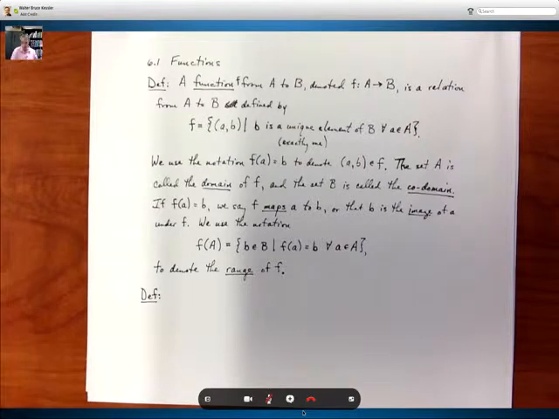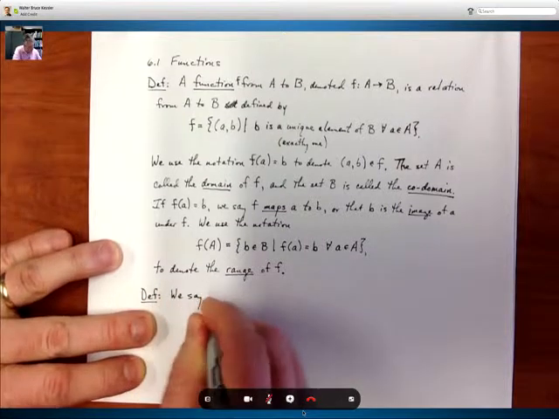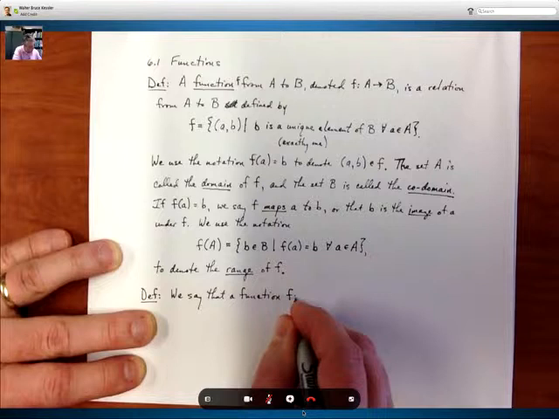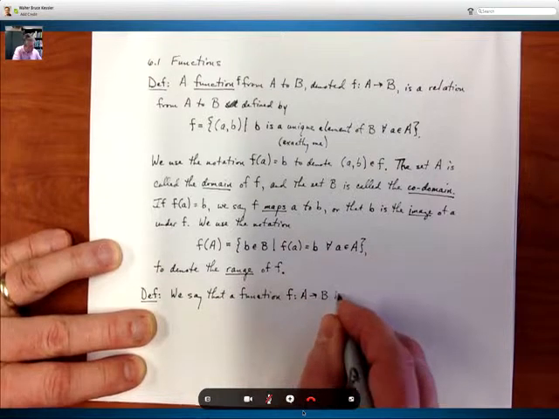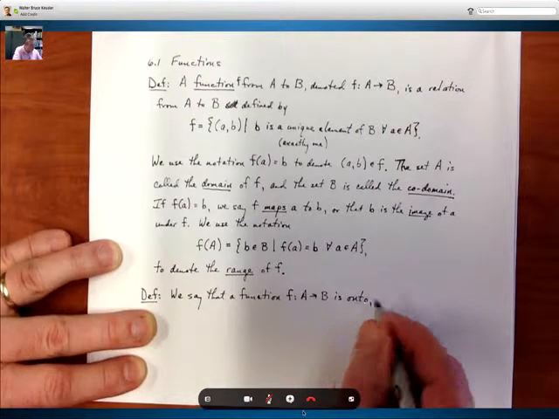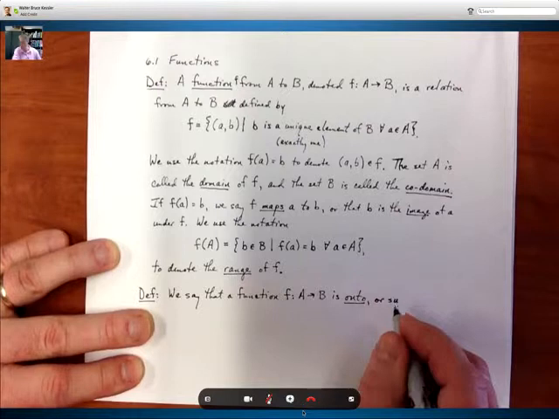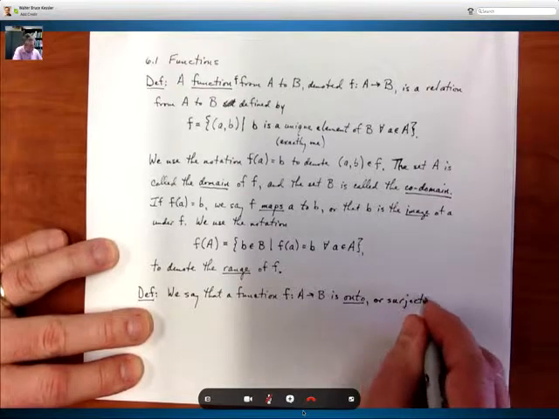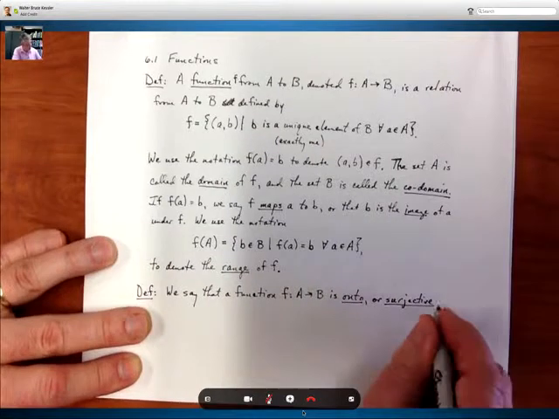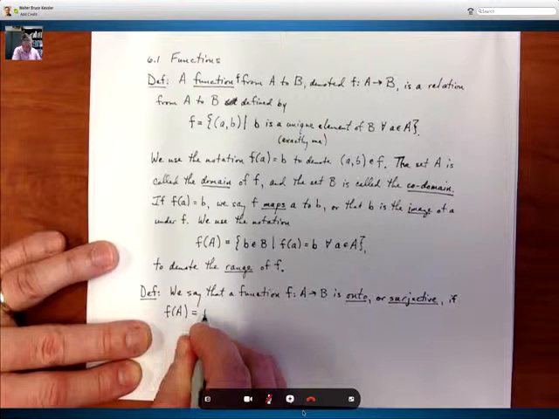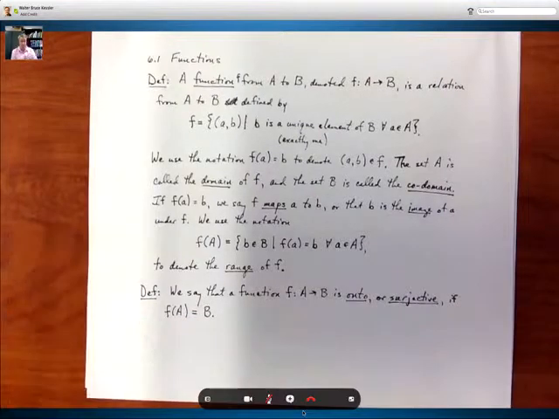We say that a function f from A to B is onto, or sometimes we'll say surjective, if f of A equals B. Okay, so onto just simply means that everything in the set B is the image of something in the set A.